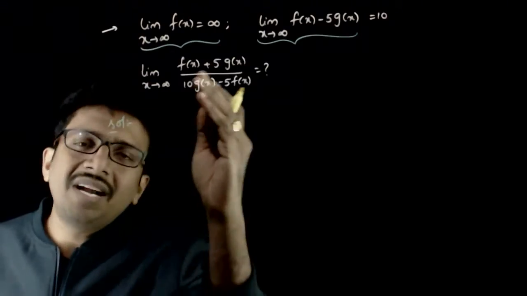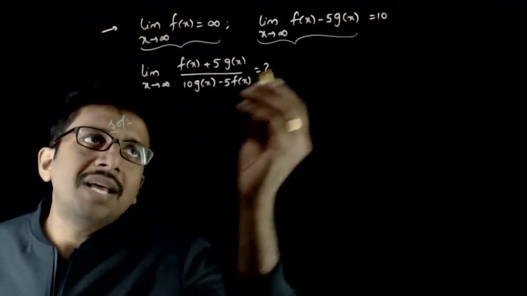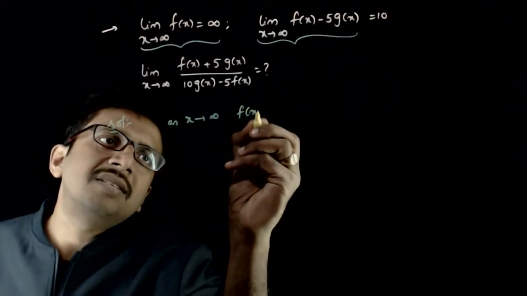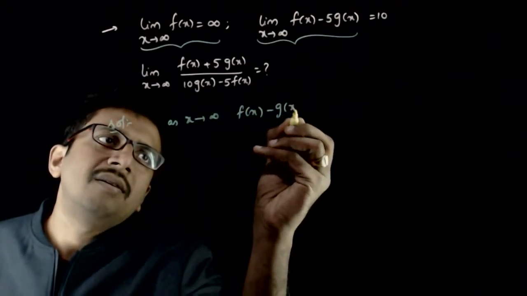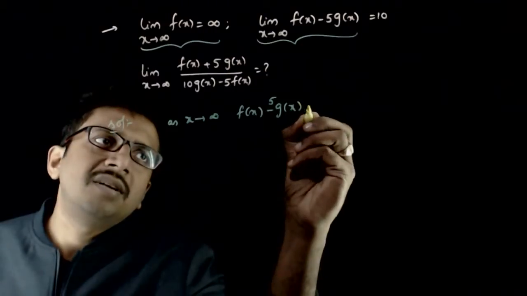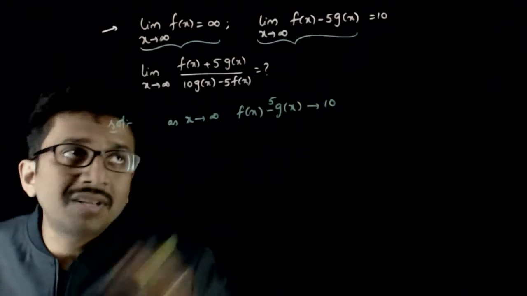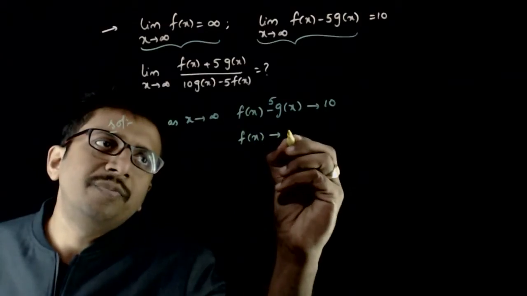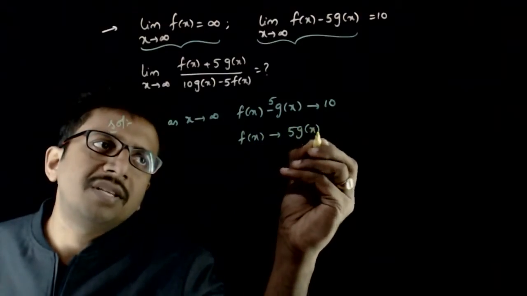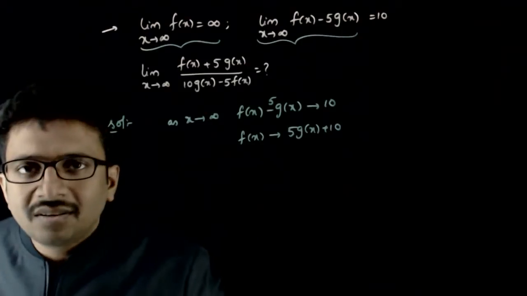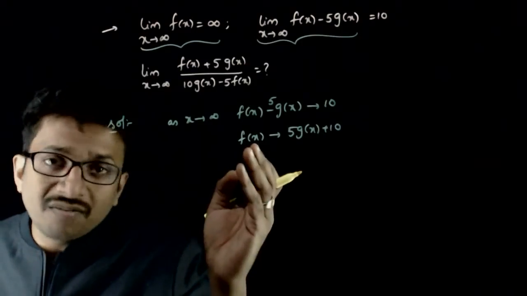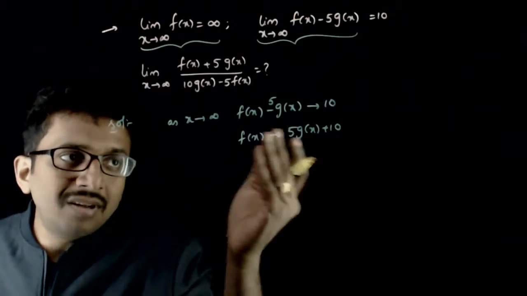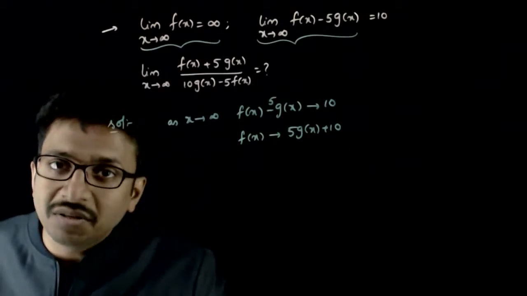So let us try to relate f of x and g of x. Can I say that as x tends to infinity, f of x minus 5 times g of x tends to 10? That's the meaning of this. That is, f of x tends to 5 times g of x plus 10. So as x tends to infinity, obviously f of x has to tend to 5g of x plus 10. So f of x minus 5g of x will tend to 0.